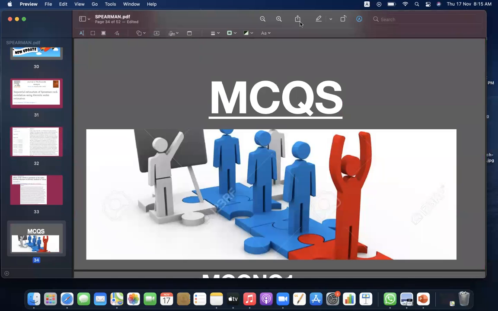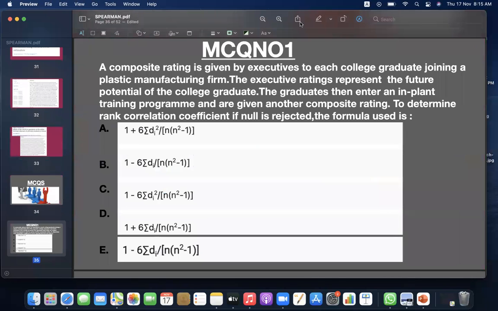Time for MCQs. MCQ number 1. A composite rating is given by an executive to each college graduate joining a plastic manufacturing firm. The executive ratings represent the future potential of the college graduate. The graduates then enter an in-plant training program and are given another composite rating. To determine the rank correlation coefficient, if null is rejected, the formula used is A, B, C, D, E. There are certain formulas given. So which one would be the formula used for finding the Spearman rank correlation coefficient?